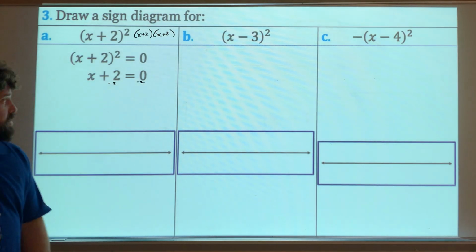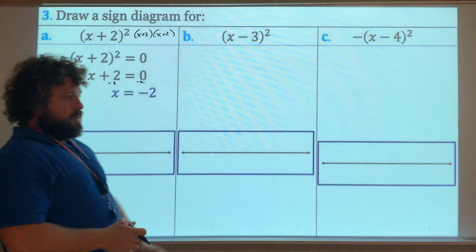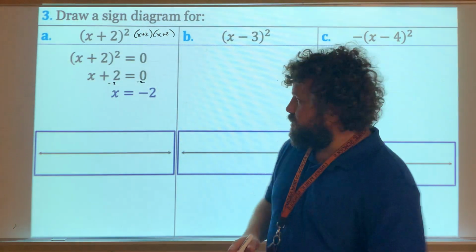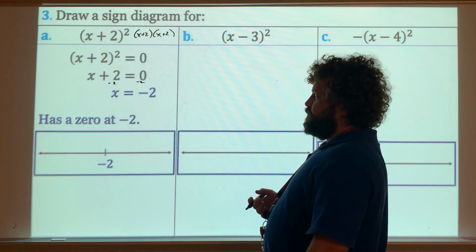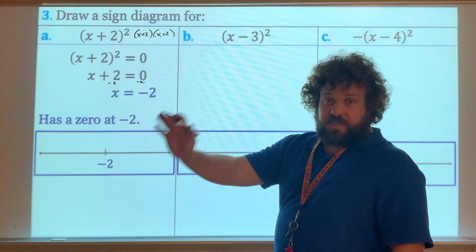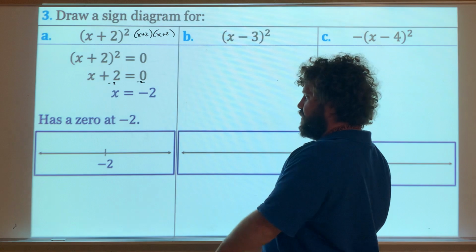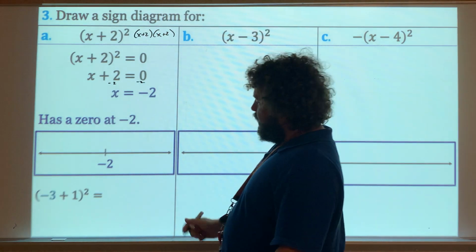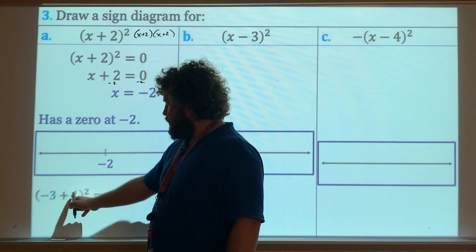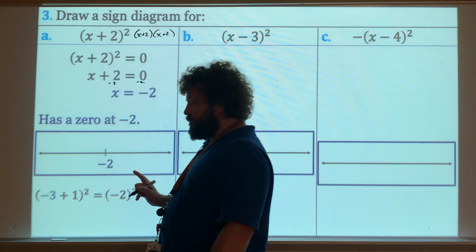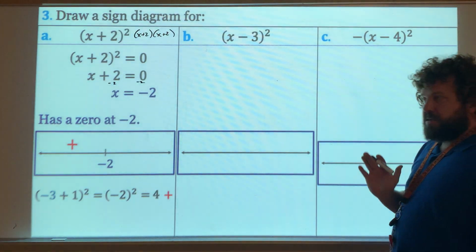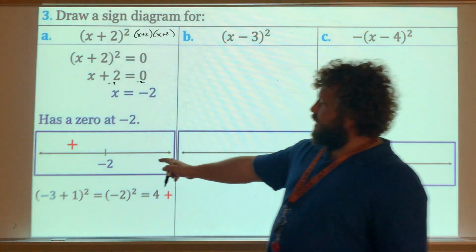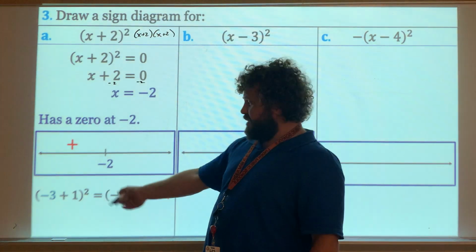You subtract 2 from both sides. And x equals negative 2. That's your only 0. Everything less than negative 2. 0 is not less than negative 2, but negative 3 is. Negative 3 plus 2 squared is negative 1 squared, which is a positive 1. Positive. A number greater than negative 2. Well, you can do negative 1, or you can just do 0.